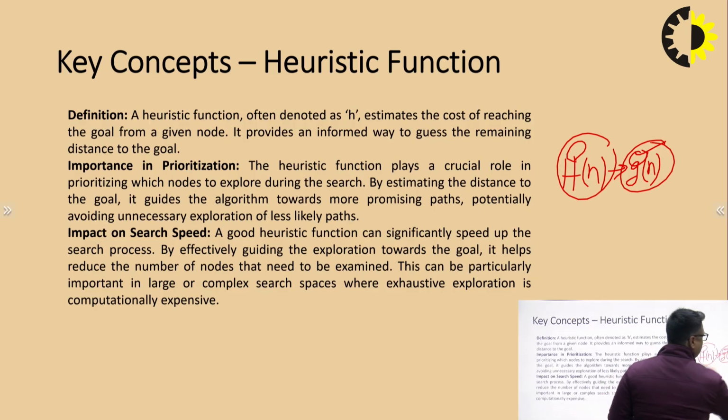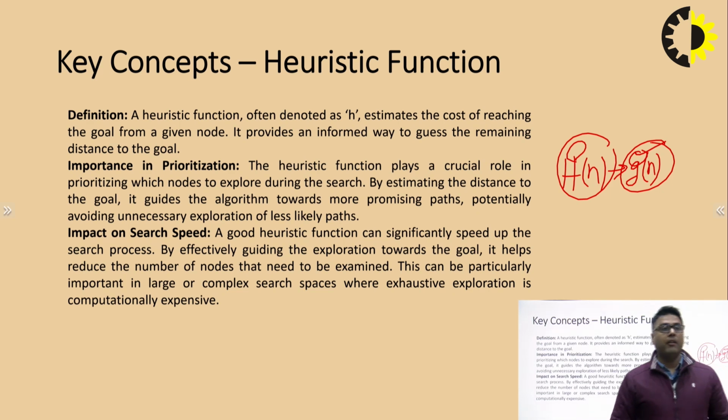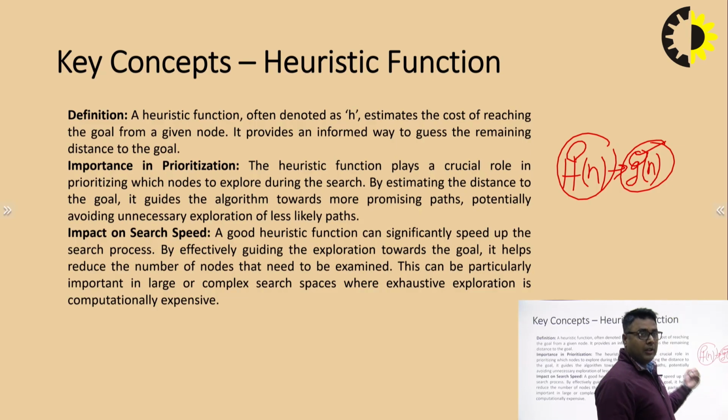I have to discuss this in the next slide: what is H(n), what is G(n), and what is the function F(n). Here H is estimating the cost of reaching the goal from a given node. I already said that it is the heuristic value, which provides the estimated cost from the node to the goal node.